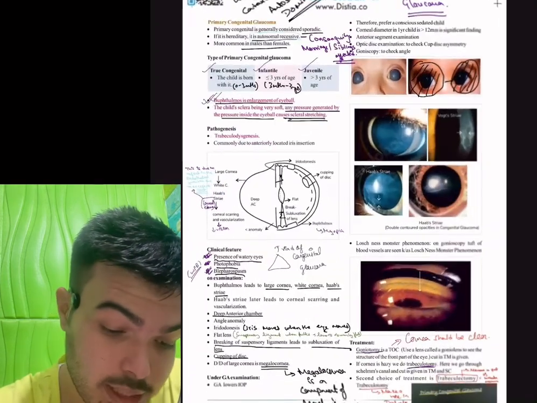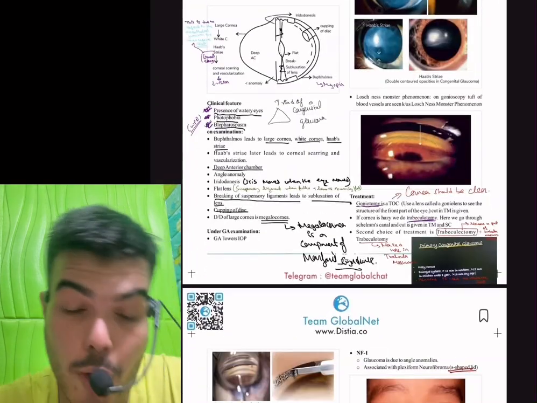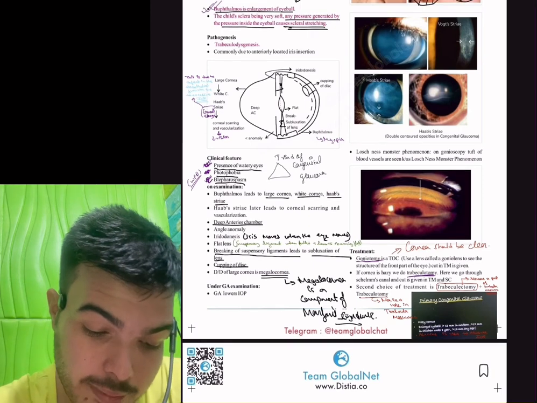So small key points I will be giving you in between. And remember, cupping is also seen in this case. And remember iridodonesis.